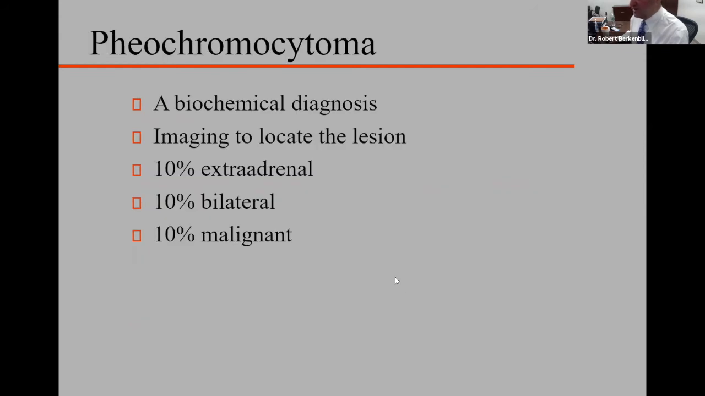So why is that history that we saw earlier of hypertension, rule out pheochromocytoma, a bad history? Well, pheochromocytomas are a biochemical diagnosis. Imaging is done to locate the lesion. About 10% of adrenal lesions are extraadrenal. This is the so-called rule of tens. About 10% are extraadrenal, about 10% are bilateral, and about 10% are malignant.